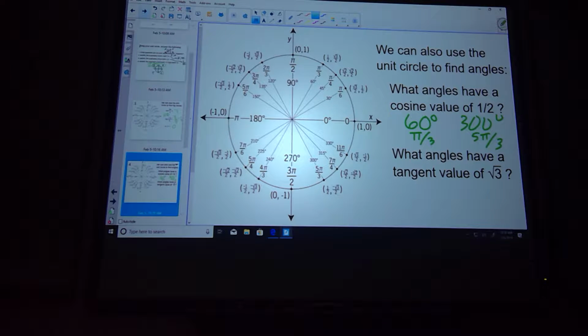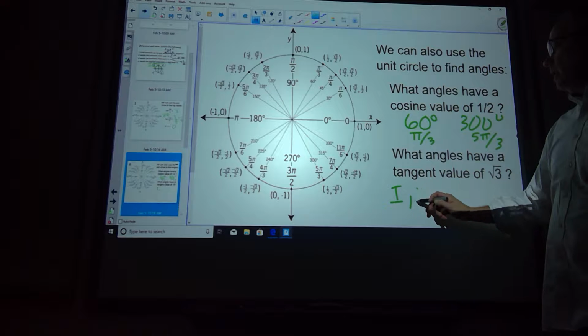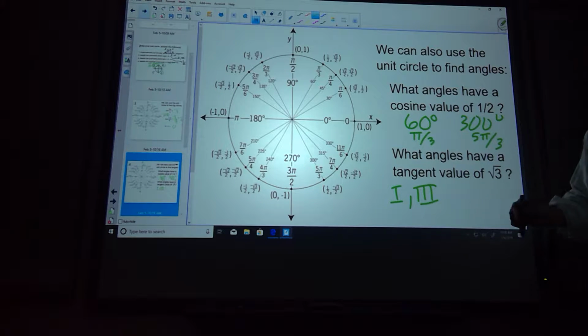And then it says, what angles have a tangent of root 3? First off, it's positive. So where is tangent positive? 1 and 3. Okay, so tangent is positive in 1 and 3.